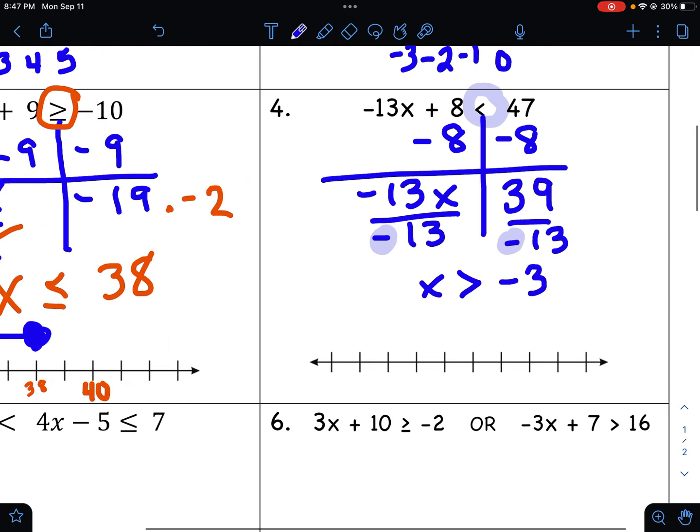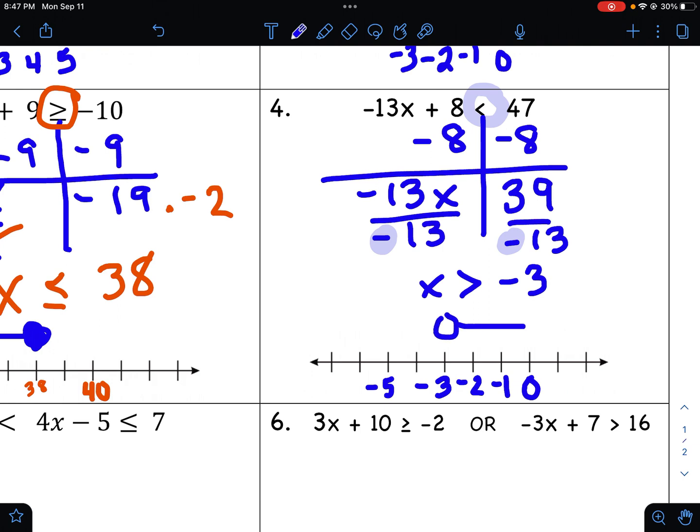So again, I'm going to mark where negative 3 is. And this would be negative 2, negative 1, 0. This would be negative 4, although I don't have really room for it, so I'm going to skip and do negative 5. Anything to let me know that you know where the positive side and where the negative side is. And again, there is no equal to line, so it's going to be an open circle, and it is going to be going greater than.